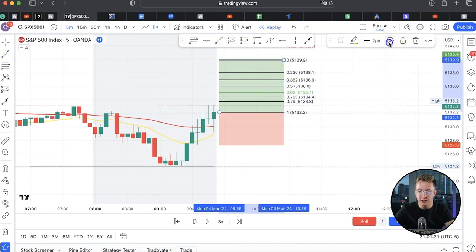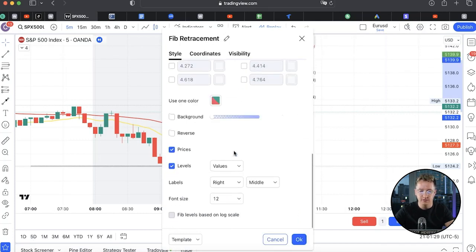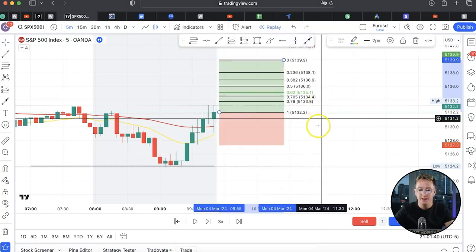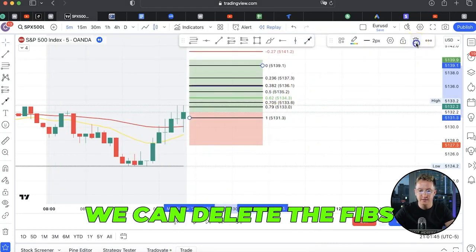But before I do that, here are my fib settings if you guys want to take a screenshot right now. Once you do that, your fibs should look identical to mine. They won't have those little fugazi, colorful Fibonacci's that look like a child made them. And then once we have that 50% level, we can delete the fibs.